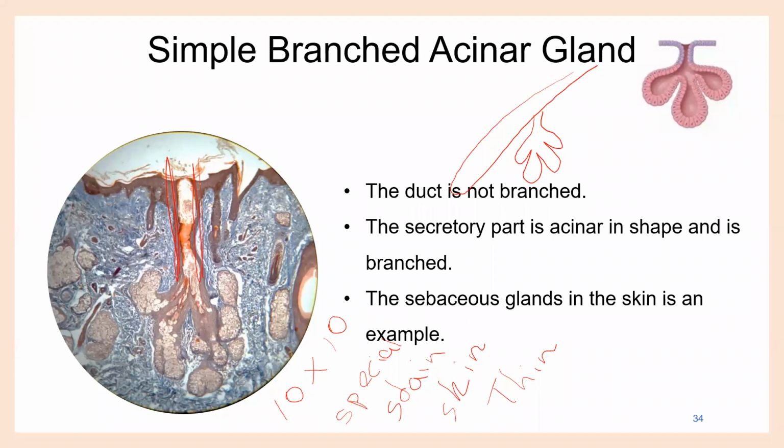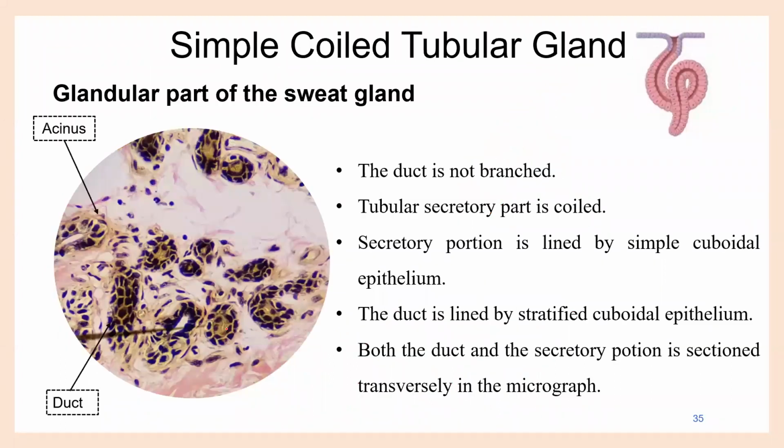Okay. Right, so the duct is not branched, the secretory acinar portions are branched, as in the sebaceous glands of the skin. Here you can see the acinar cells inside with the nuclei, right? It is not very clear because this is a low power view to show you the whole gland. Then simple coiled tubular glands.